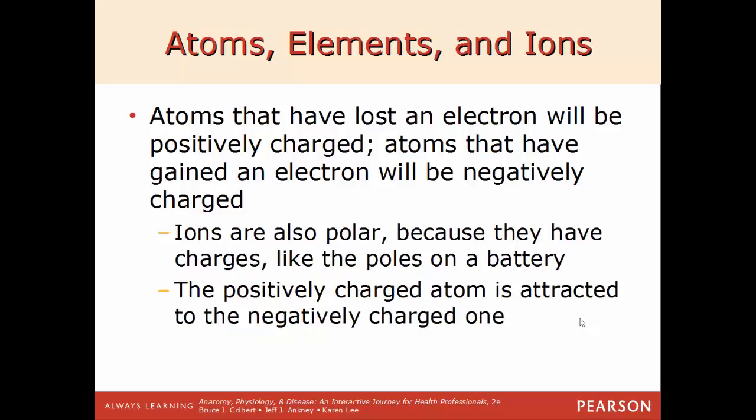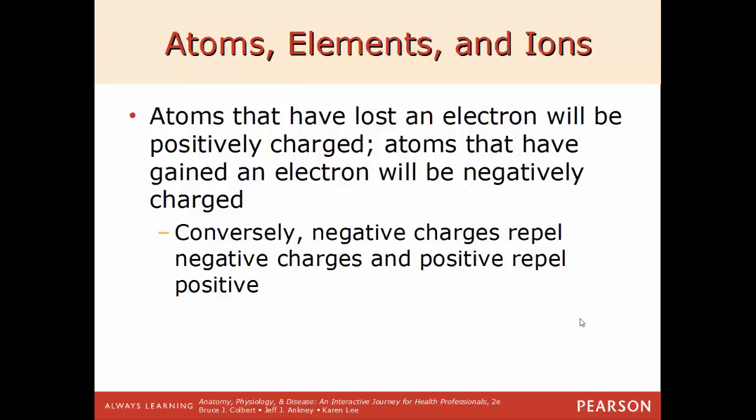All right, ions are also considered to be polar because they have charges on them, like the poles on a battery or on a bar magnet. The positively charged atom will be attracted to the negatively charged atom. So think of using a bar magnet. If you've ever played with bar magnets before, if you were to put one pole versus another pole side by side, if they are opposite charges, they will attract each other. If they are the same charge, they will repel one another. You can actually feel the repulsive force between them. You can almost move one magnet with the other because they can't attract one another. So opposite signs will attract one another, and conversely, similar signs will repel one another.